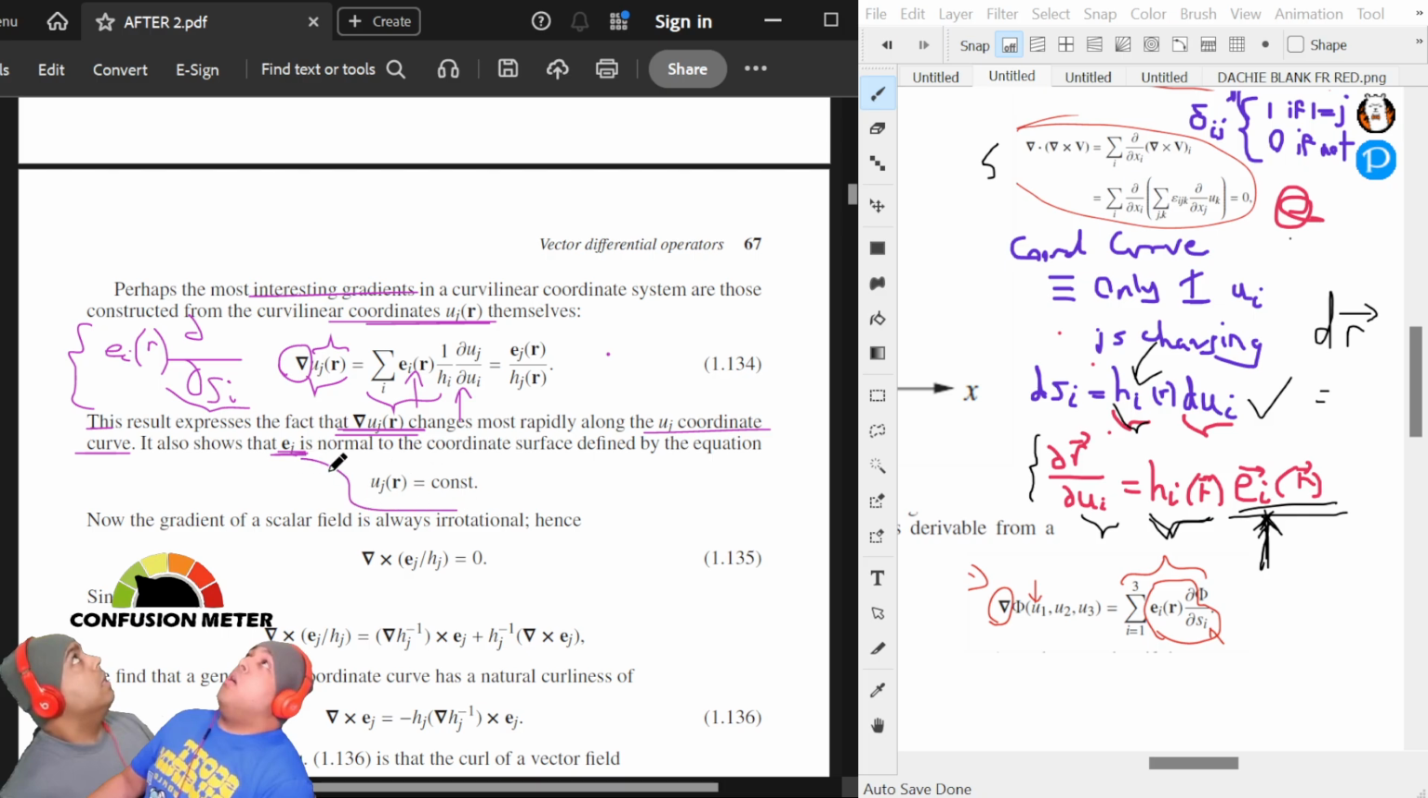I know what they mean. I'm just trying to figure out what EJ and UJR is. Let's keep reading. Now the gradient of a scalar field is always irrotational. Hence, the curl of the gradient of a scalar field. This is a curl. Yeah, that's just the definition of irrotational.